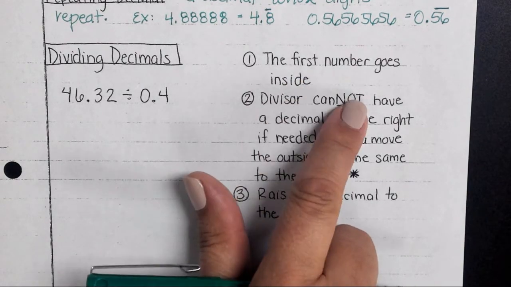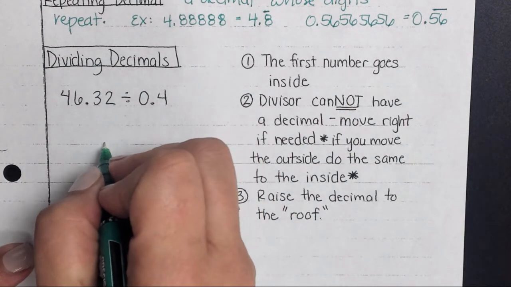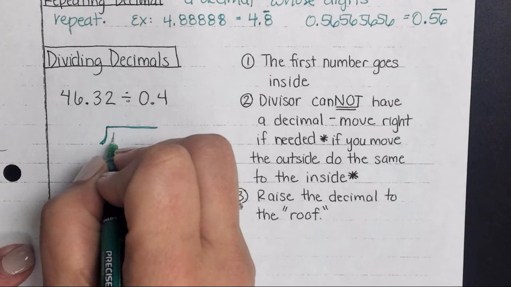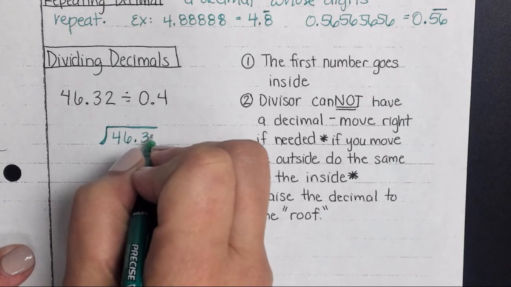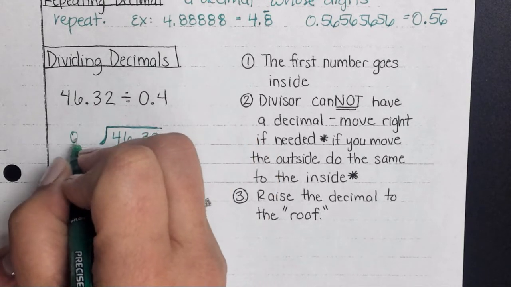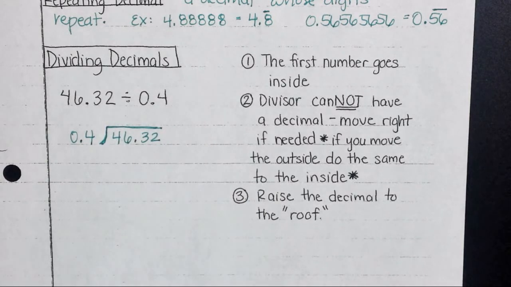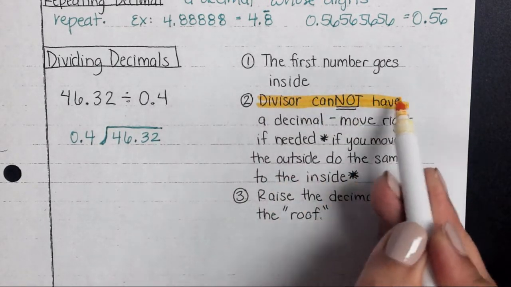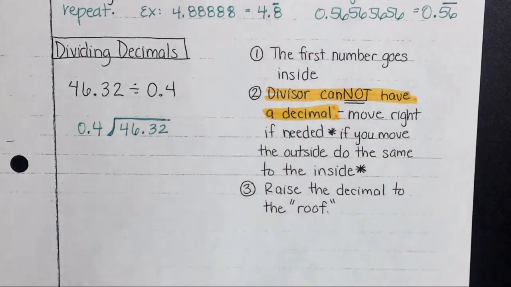Again, our steps over here, the first number is always inside the division bracket. So 46.32 divided by 0.4. Here is the most important rule of decimal division. Our divisor cannot have a decimal. Ever. We will not divide by a decimal.